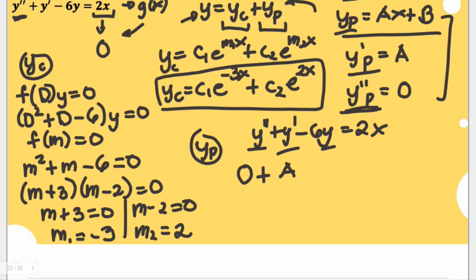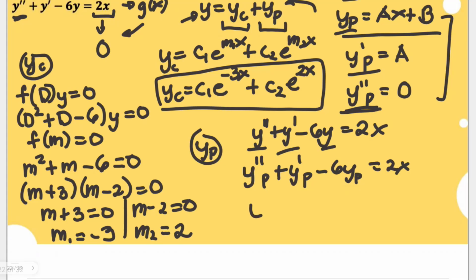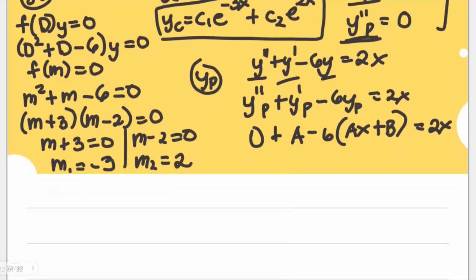Or if you don't want that, you can always add one step. You can have here the second order derivative of y sub p plus the first order derivative of y sub p minus 6y sub p is equal to 2x. Okay, so we still have 0 here, plus your first order derivative is a, minus 6 times your y sub p, ax plus b, equal to 2x. Okay, so simply simplify that. You will have a minus 6ax plus 6b equal to 2x.